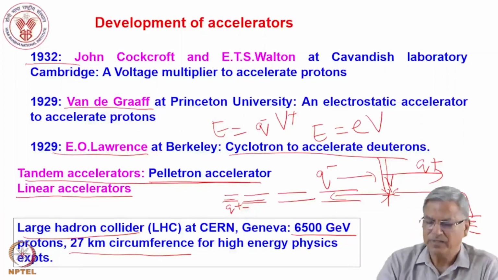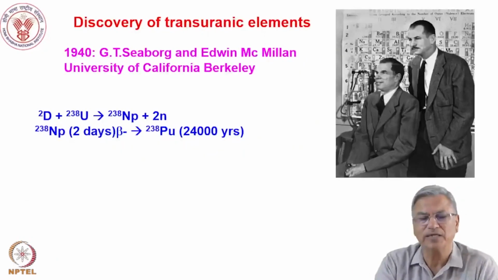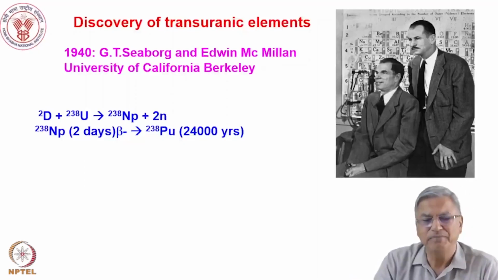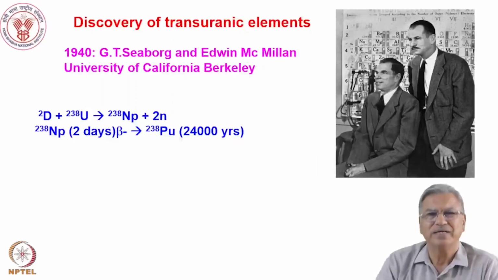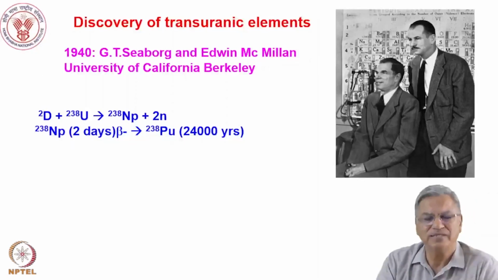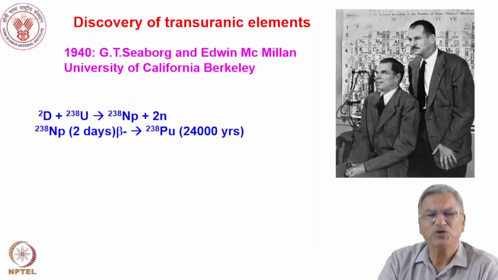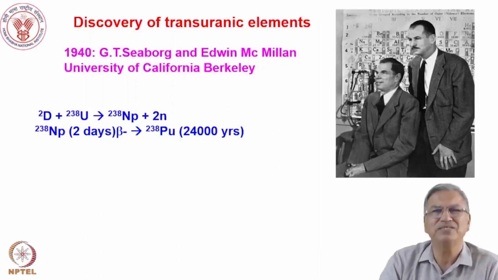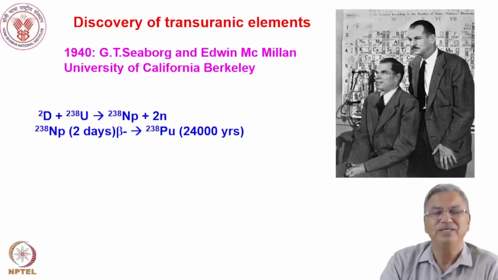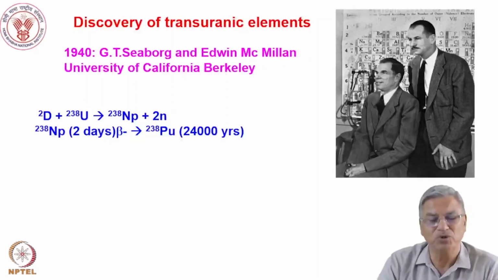At the same time, developments in accelerators led to other things like the discovery of transuranic elements. Elements up to uranium were known till the 1930s, and then when nuclear fission was discovered in 1938, the attempt by Enrico Fermi was to synthesize elements beyond uranium, and in the process Hahn and Strassmann discovered nuclear fission, but the experiments at Berkeley continued to synthesize heavy elements beyond uranium.